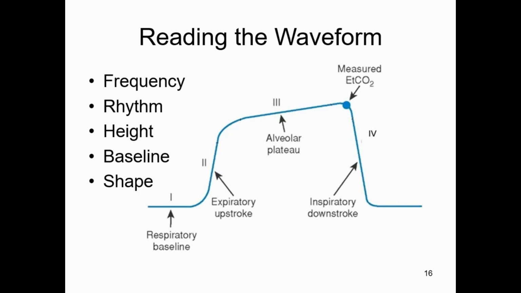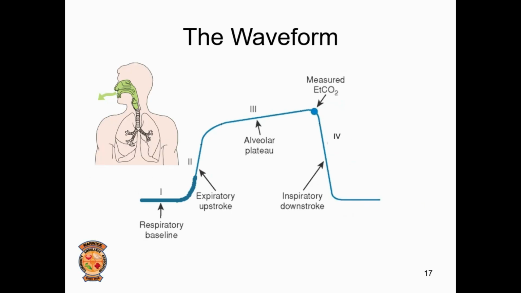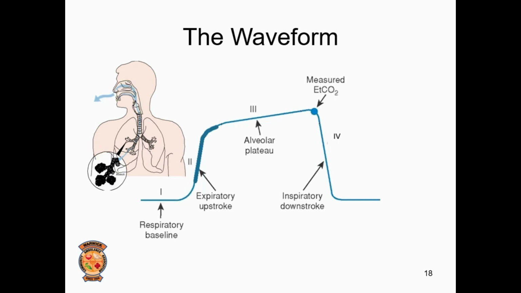On another note, the waveform is divided into 5 segments, and we're going to look at each one of those individually. The respiratory baseline is known as phase 1. It represents the time that your lung is expanded and full of gas or air, and during this time, gas exchange is taking place. The capnography waveform is a bit counterintuitive in that it shows exhalation before inhalation. Phase 2 is the expiratory upstroke, and this is the first part of exhalation when the majority of air, including CO2, is removed from the body.